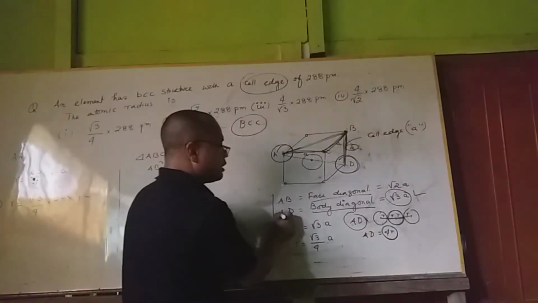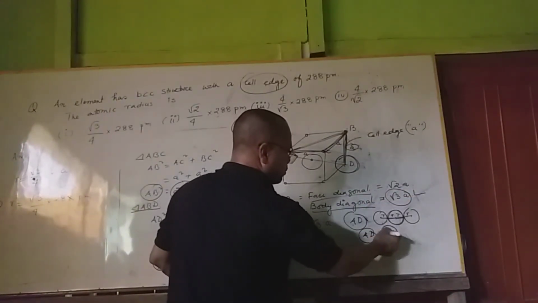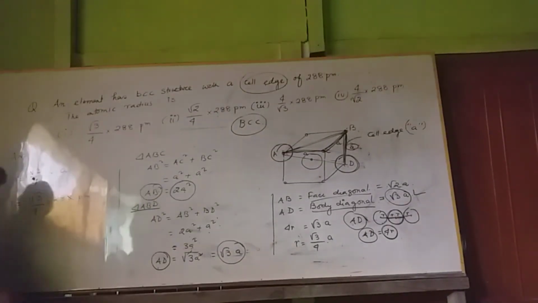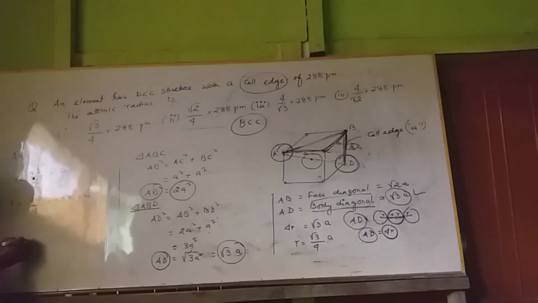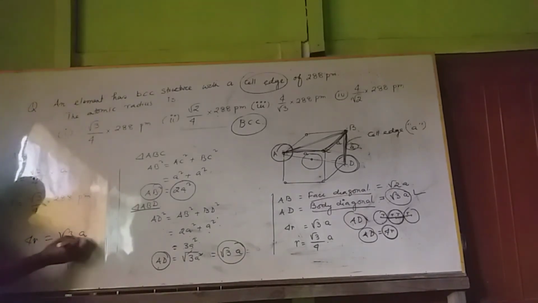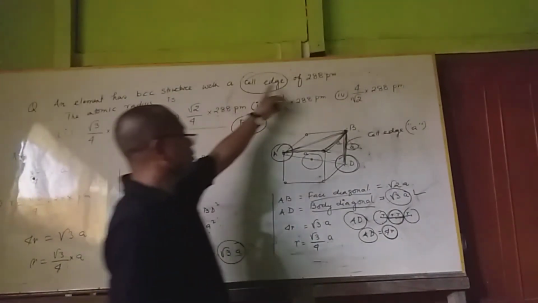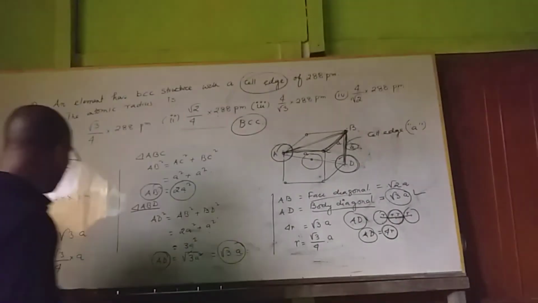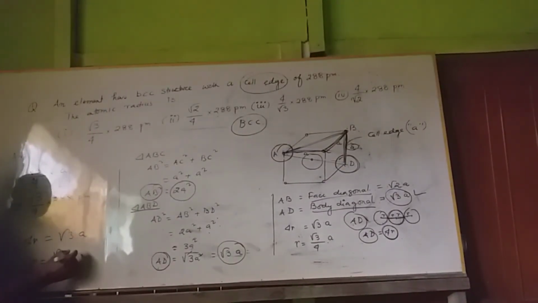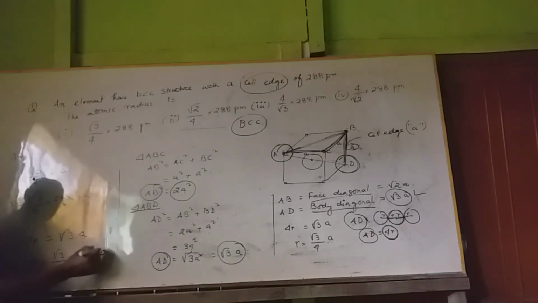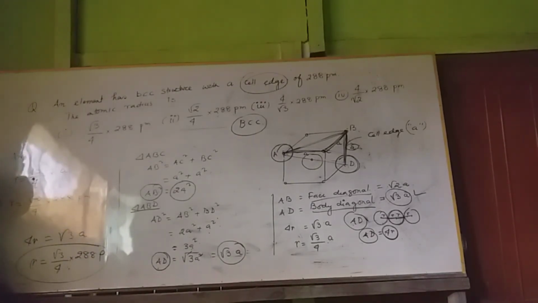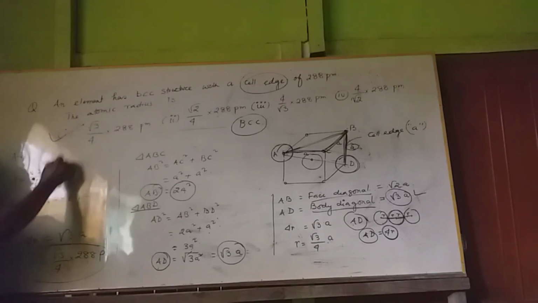So here AD is root 3 A, and AD is also 4r. That means the relation between them is 4r equals root 3 A. Now we calculate this r. r is equal to root 3 divided by 4 times A. Now what is the value of A here? A is 288 picometer. So instead of A, substitute 288 picometer. This is the option given here, so option number 1 is the correct answer.